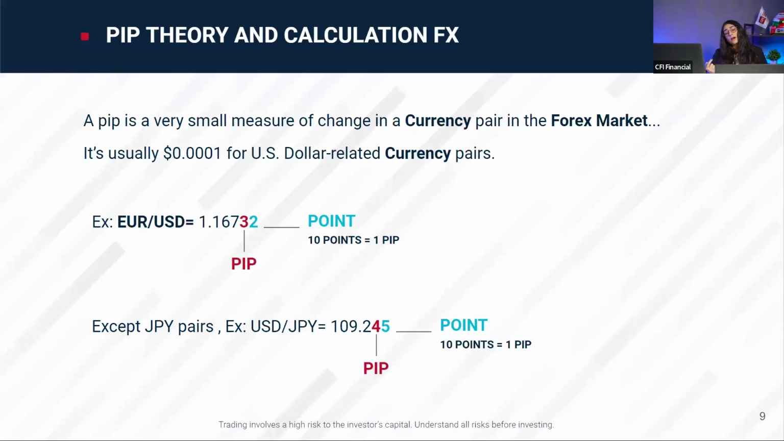In the next slide, I'm going to explain how you will know how much this 1 pip will make you win or lose. However, for all of the currency pairs, the pip is the 4th digit after the decimal place, but there's an exception when you're dealing with Japanese yen currencies. When you have a Japanese yen currency, the pip represents the 2nd number after the decimal place. So in our case, it's going to be the number 4.